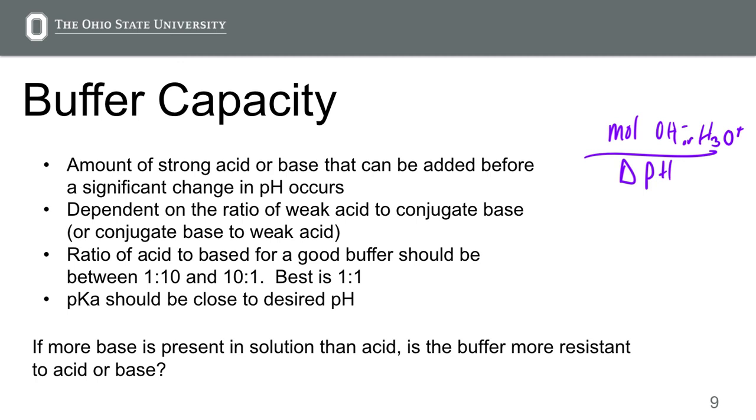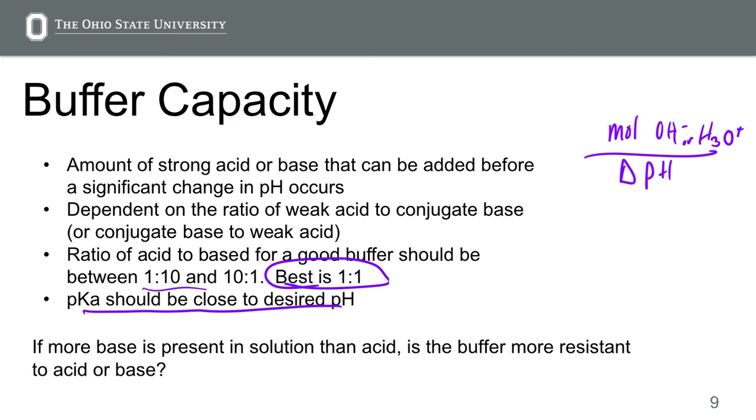The buffer capacity is dependent on the ratio of weak acid to conjugate base or conjugate base to weak acid. Usually a 1-to-1 ratio of weak acid to conjugate base is the best. That kind of buffer resists change in pH in both directions, either acidic or basic, better than something that has the ratios off a little bit. But even a ratio of 1 to 10 or 10 to 1 makes an okay buffer. The other thing is that the pKa for the acid of the buffer needs to be close to the desired pH.